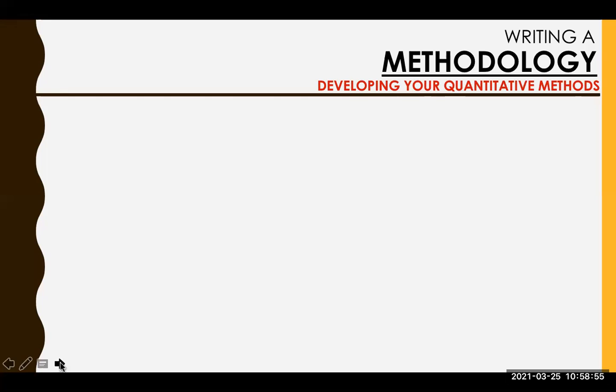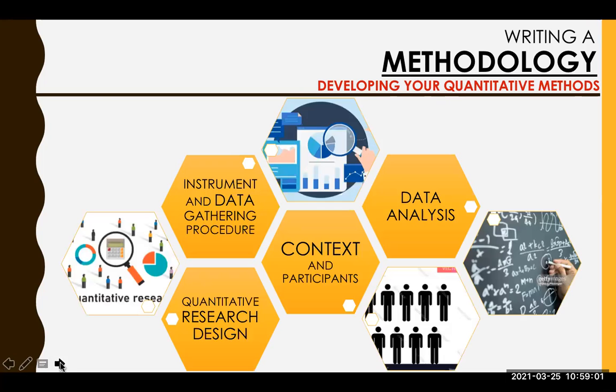This quantitative format of research methodology is structured using the following components. The first is quantitative research design. It will be followed by context and participants, instrument and data gathering procedure, and finally, the data analysis.